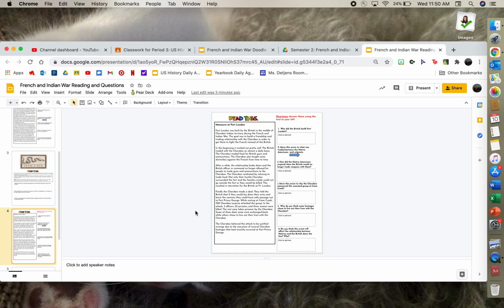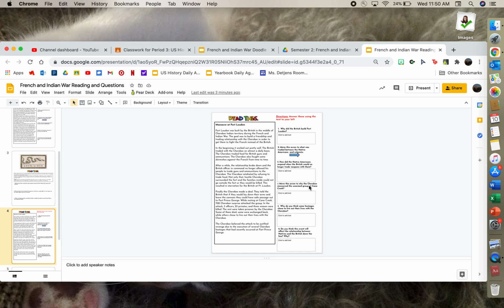So the massacre at Fort Loudon, you're again going to read what's on the left and you're going to answer your questions that are on the right. Why did the British build Fort Loudon? Move this arrow to what was traded between Native Americans and the colonists. How did the Native Americans respond when the British would no longer trade weapons with them? So how did they respond? With anger, with malice? What did they do?